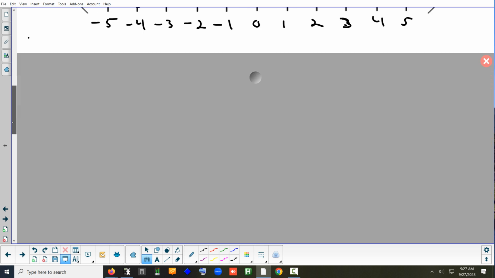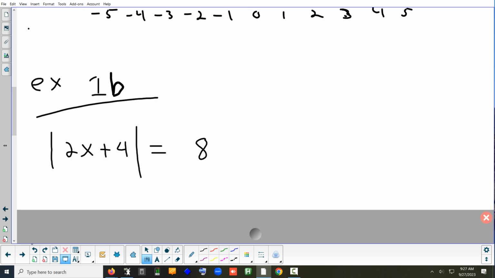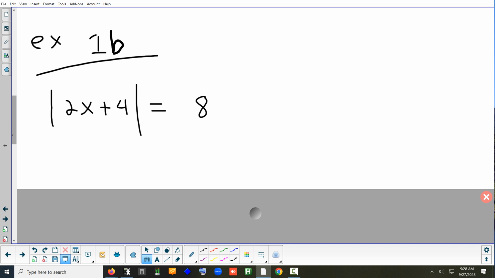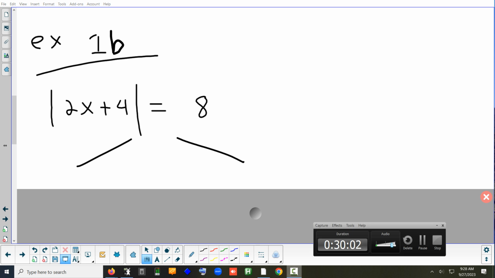All right, let's try this one. Is the absolute value already by itself? Yes. Then you don't have to do anything to get it by itself. You're ready to split it into 2 problems. So take a couple minutes, try that one, and then I'll check your answer.